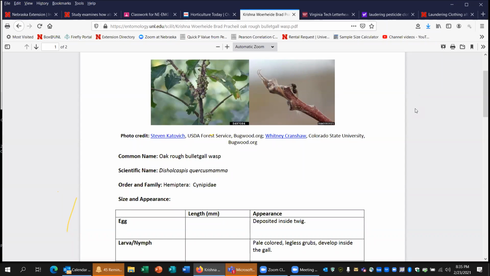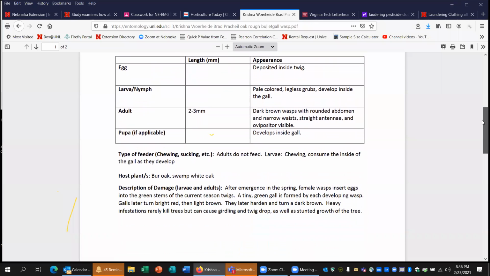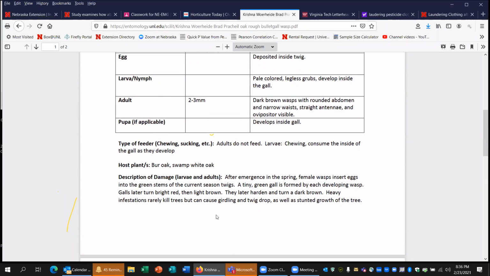He's not a harmful one. They usually are following something else, another pest. The adults do not feed. Basically, it's the larvae doing the chewing, consuming the inside of the gall as they develop. That's where the gall is developed. The larvae come out, they lay eggs, they die, and it starts all over again, because the gall is formed and it's got that grub feeding inside of it.